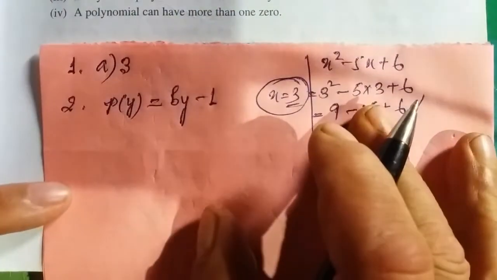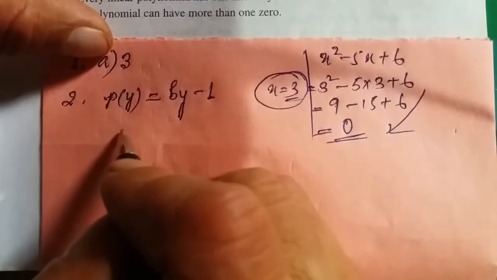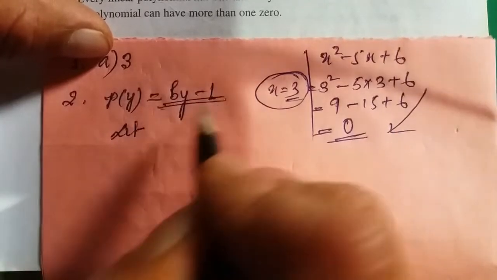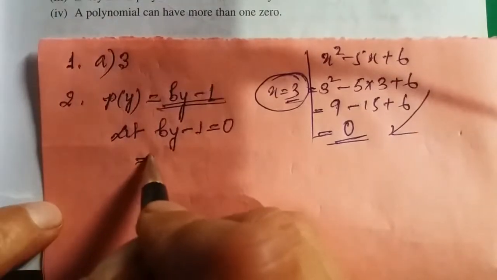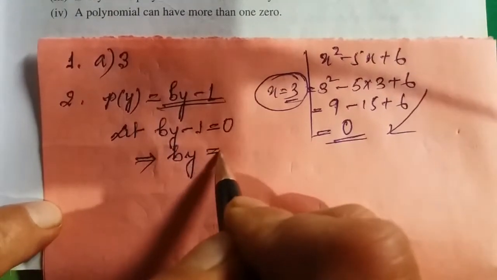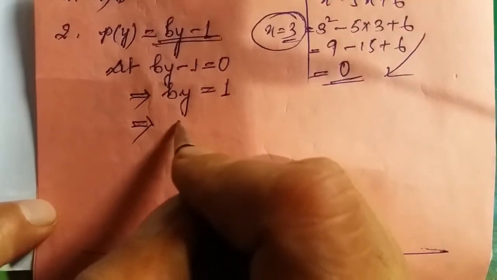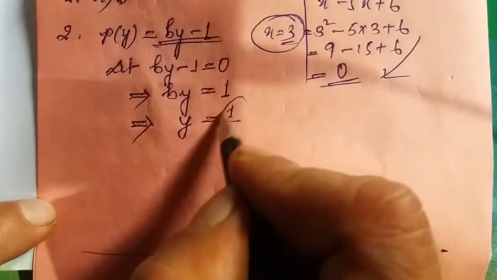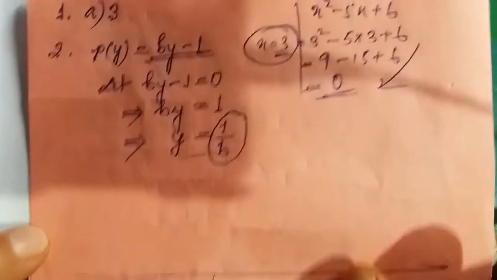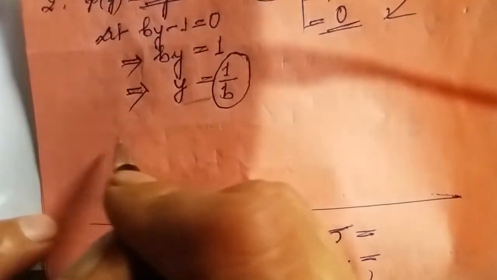Now to find the zeros of the polynomial, you have to write here, let this one be equal to 0, by minus 1 is equal to 0. Then what you will get here is, you transpose this 1 to the right hand side, then minus 1 will become plus 1. Then you divide both sides by b, so you will get 1 by b here. So this 1 by b is the zero of this polynomial. So the correct answer is C, 1 by b.